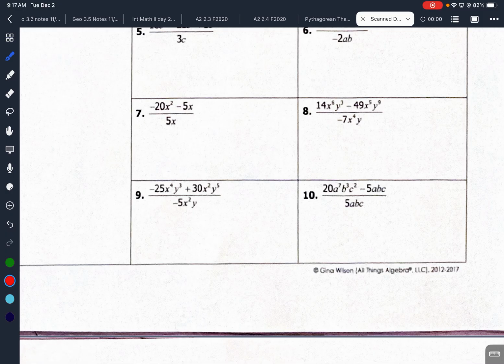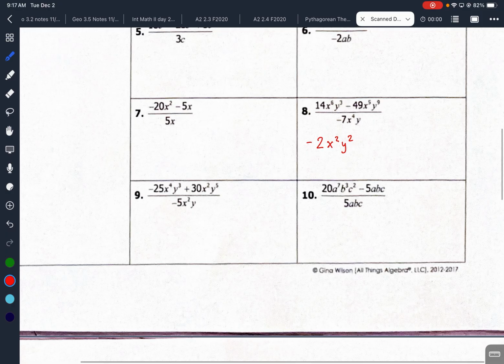So 14 divided by negative 7 is negative 2. And then 6 minus 4 is 2. And y to the what? Second. So x to the second, y to the second. And then a negative divided by negative is a positive, which is 7. So 7 x to the first, and y to the 8th.